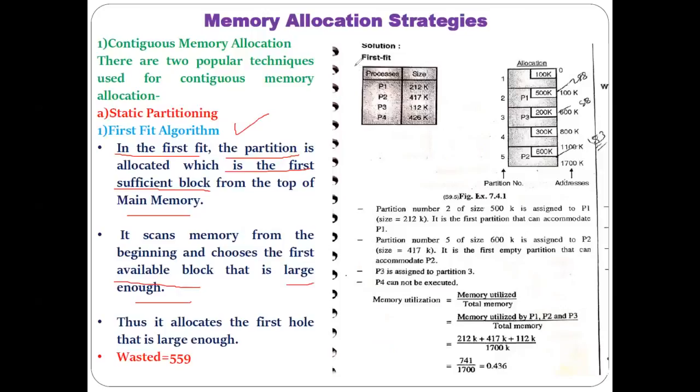Let's see an example. Suppose there are four processes P1, P2, P3, P4, with sizes 212, 417, 112, and 426. A block of memory is given here with a size of 1700K, and this block of memory is pre-divided into partitions: one of 100K, another of 500K, another of 200K, another of 300K, and the last one of 600K. So this 1700K is divided into these five partitions of different sizes.